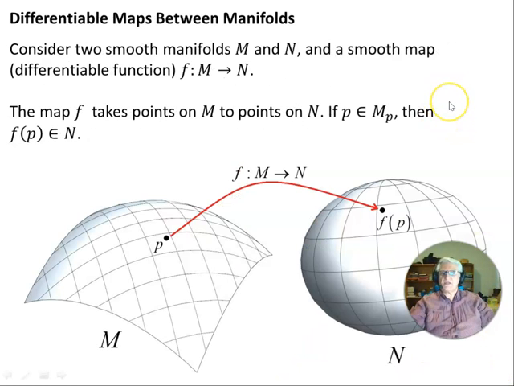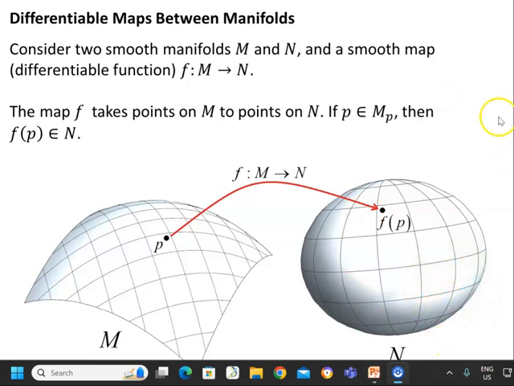All right, so differential maps between manifolds. Consider two smooth manifolds, M and N, and a smooth map, a differentiable function, F, that maps M to N. Now the map F takes points on M to points on N, shown here by the red line. If P belongs to the manifold M, then F of P belongs to N, right? And F is the map from M to N.